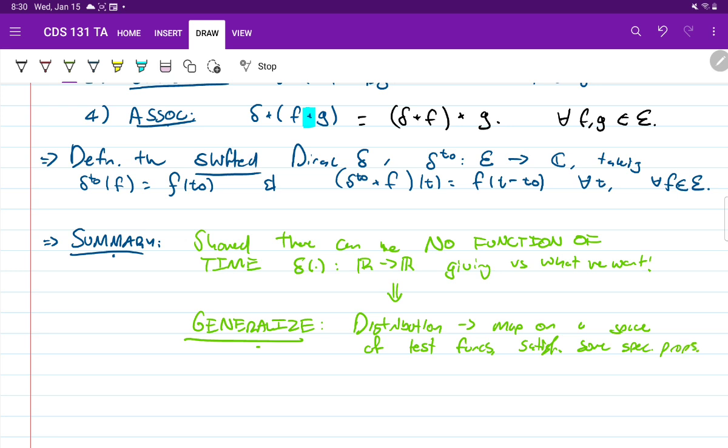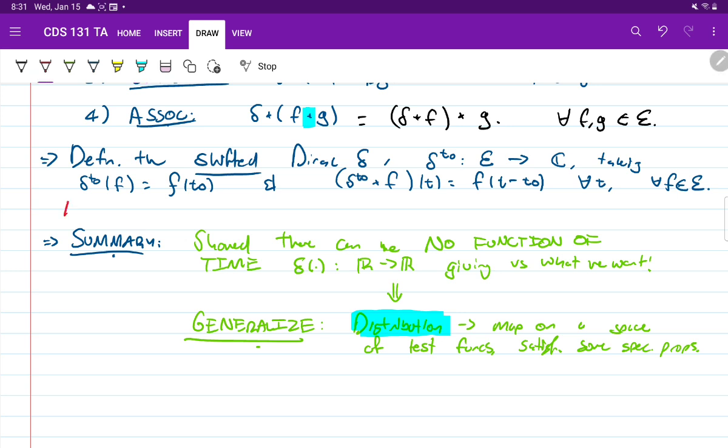Okay? And using this abstraction of a distribution, we were able to get a delta that actually gives us what we want. Okay? So we found functions of time were not cutting it, right? If you define delta to be a function of time, you immediately run into a number of contradictions, right? So instead, what you're forced to do is to generalize to this more abstract notion of a distribution, which instead of a function of time is a map on a function space into the space of values of those functions, okay? Satisfying some regularity conditions.